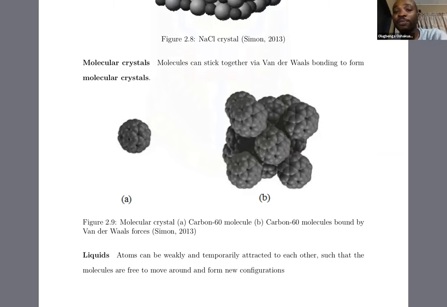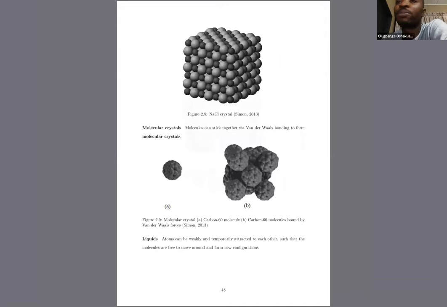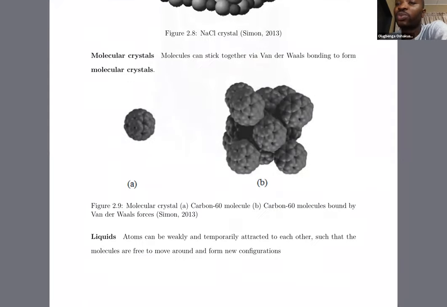So types of matter, we have liquids. Liquids exist when atoms are weakly and temporarily attracted to each other, such that molecules are free to move around and form new configurations. The liquid in the cup flows around within the cup, and as one molecule is bonding with another, it disconnects from another.